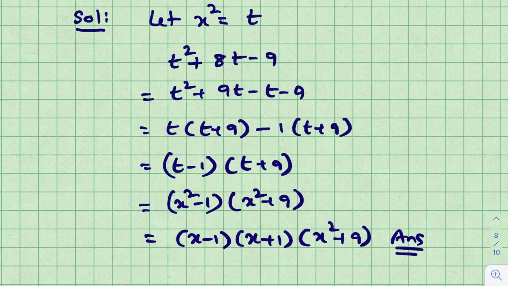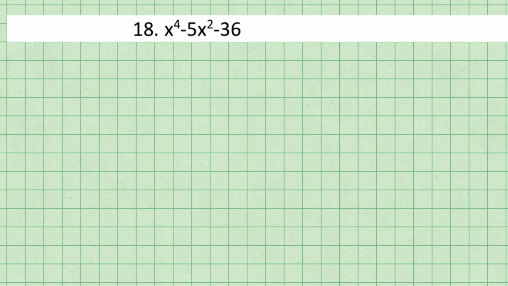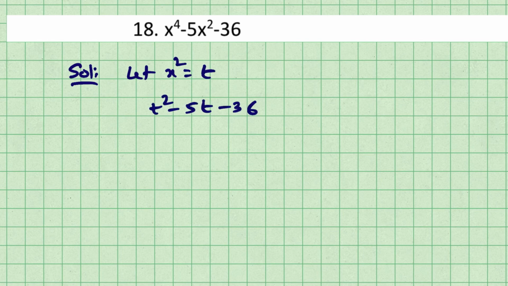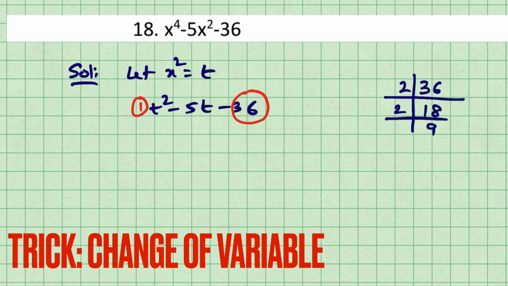Here we use the factorization method, splitting the middle term, and we applied the formula a square minus b square. 18th is a similar question to 17. Here again I will take x square as the new variable t. Therefore, this becomes t square minus 5t minus 36. Now we will use splitting the middle term. I will write all the factors of 36. We take the product of the coefficient of t square and the constant term, which is 36. 4 times 9 is 36, and I can combine 9 and 4 to get 5. So we will write t square minus 9t plus 4t minus 36.